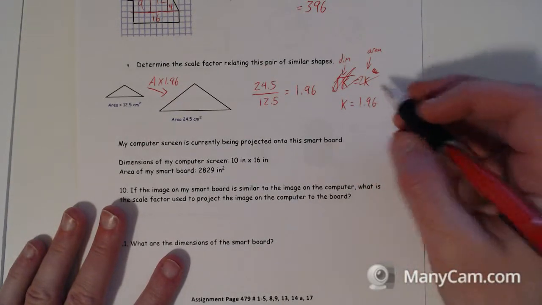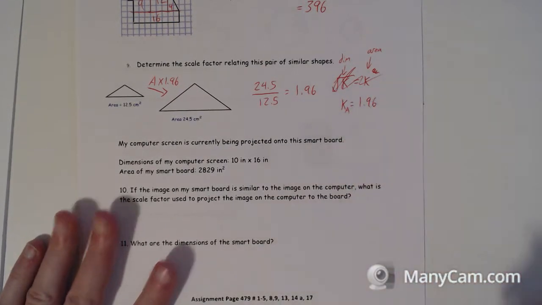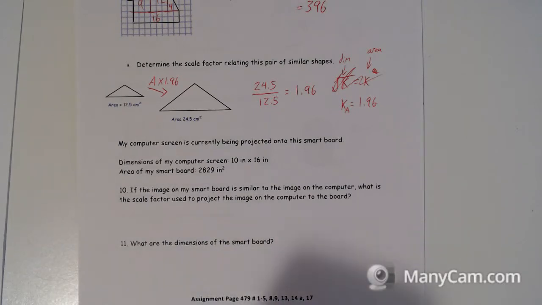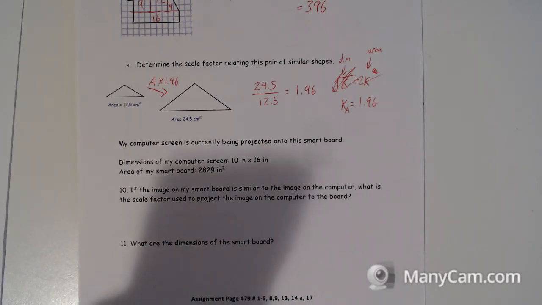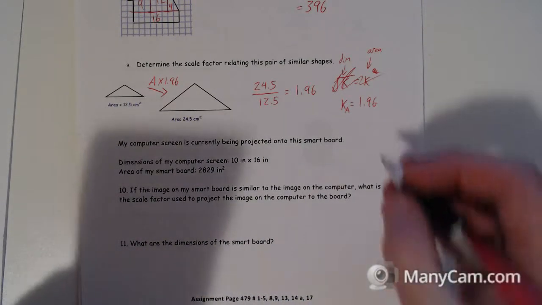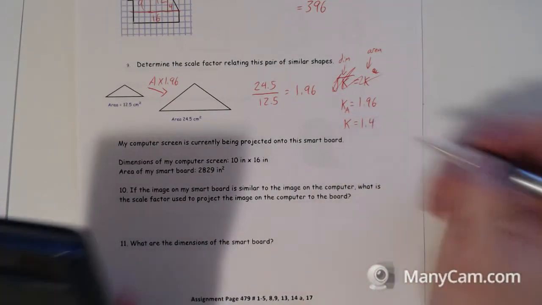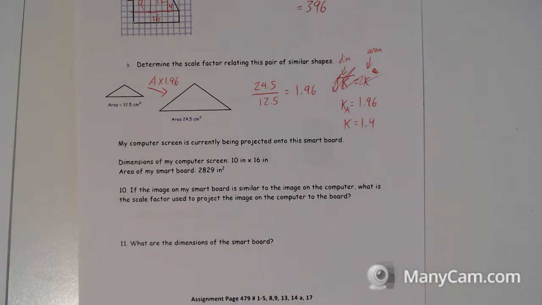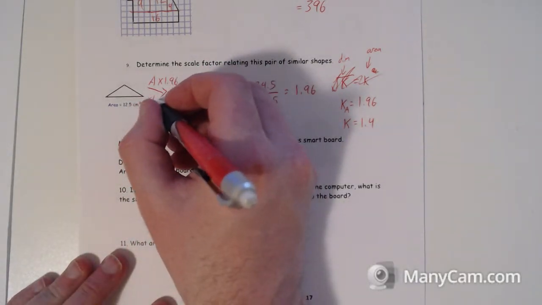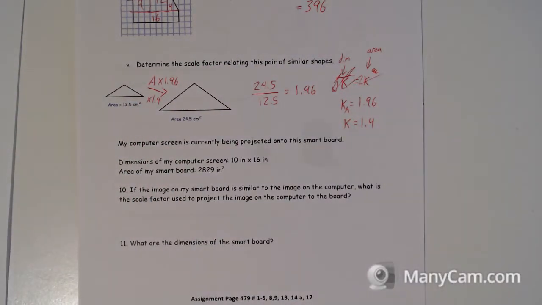Probably shouldn't call this k. We'll call this ka, the scale factor of the area. So the square root of 1.96 is 1.4. So the actual scale factor is 1.4 in this one. Hopefully that makes sense. It has to be a smaller number. The amount you're growing by is always bigger in the area if you're growing.